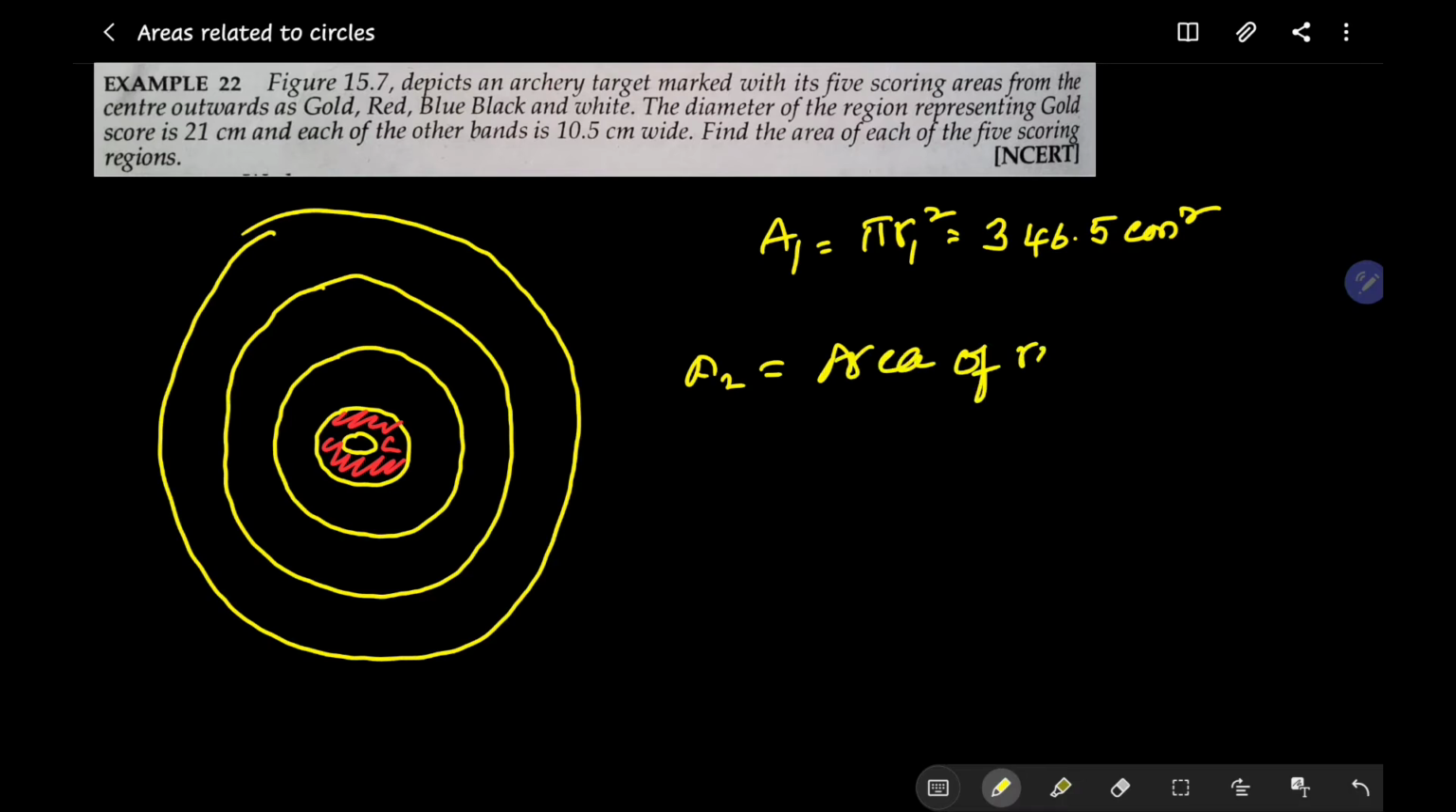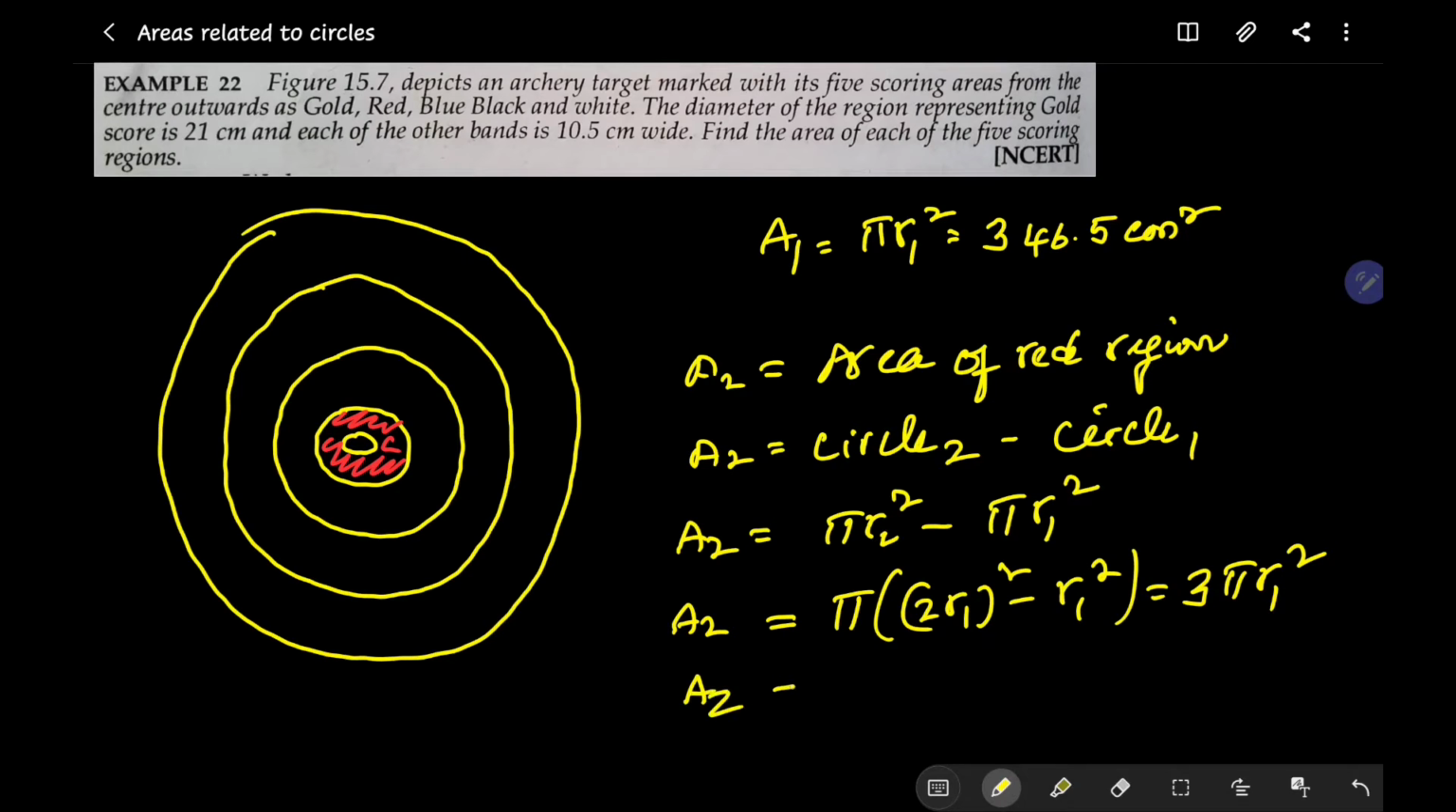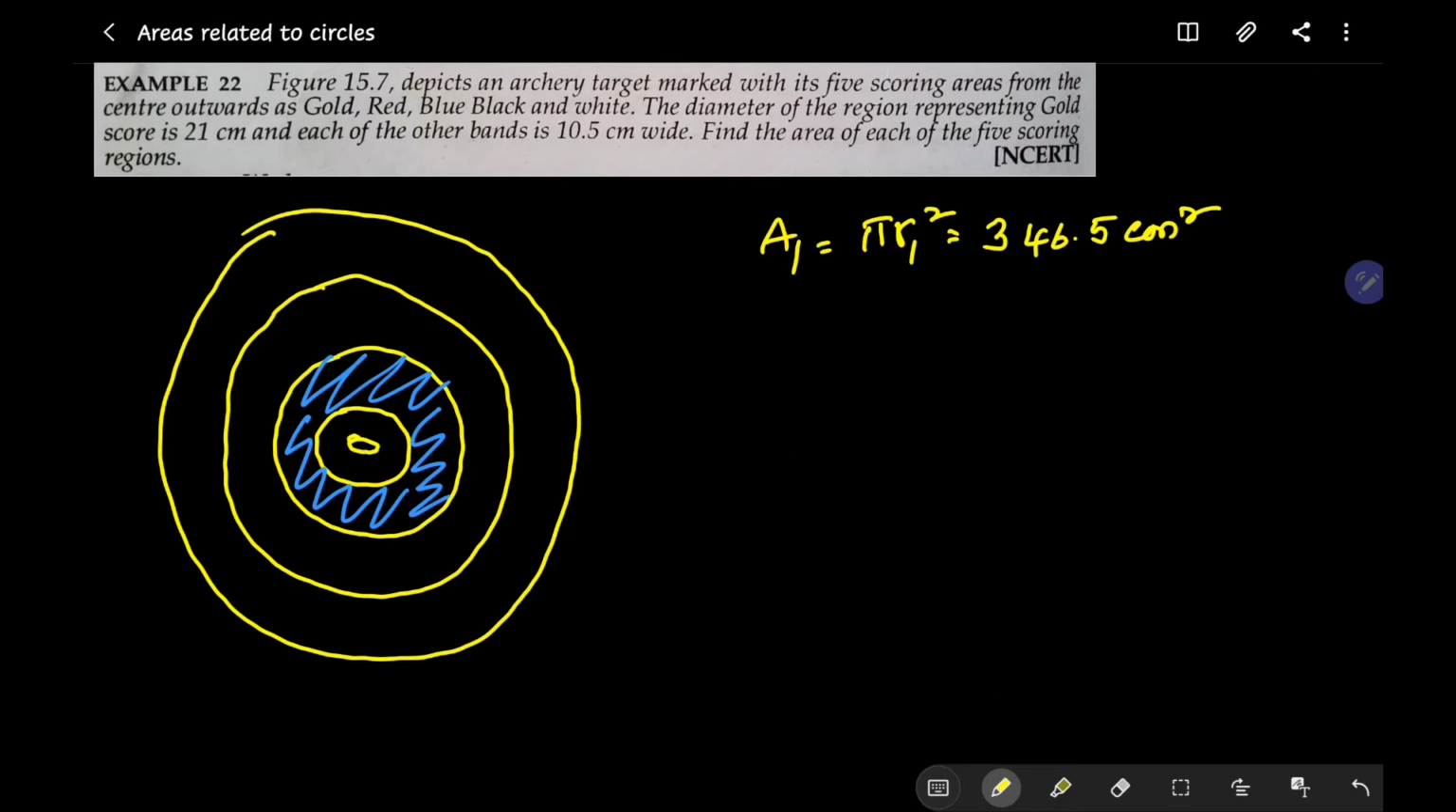Now take A2 as the area of the red region, which can be found out by subtracting the area of the first circle from the area of the second circle. Take R2 as 2R1 as we derived earlier, then we get A2 as 3 pi R1 square, which is exactly 3 times pi R1 square. We have already found the value of pi r1 square, so substitute it, then we get A2 as 1039.56 centimeter square.